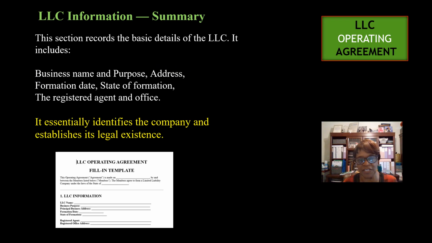All right, section number 1 and step number 1, your LLC information. It records the basic details of the LLC, which includes the name of your business, its purpose, its address, the formation date and the state that you've been formed in, and who your registered agent and office is. It essentially identifies the company and establishes its legal existence. As you can see, I've put down what the fill-in template looks like for that specific section, and this structure will be implemented with every section, as you will see.